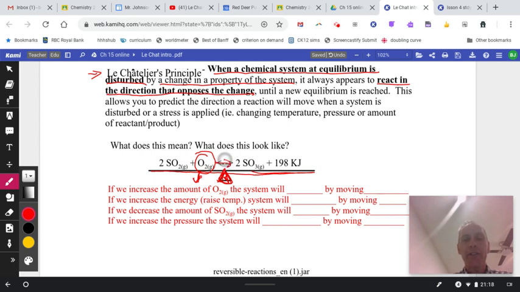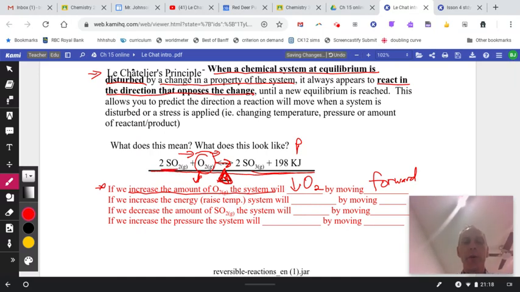We would have to shift it forward to move some of the reactant to the product side. If we use up some reactant and gain some product, the product side becomes heavier, the reactant side becomes lighter, and it gets back to equilibrium. So I add reactant, it moves forward to use up the reactant. So this statement says, if we increase the amount of oxygen, the system will decrease oxygen by moving forward. By the way, it will also decrease some SO2 because both reactants will get used up when it moves forward.